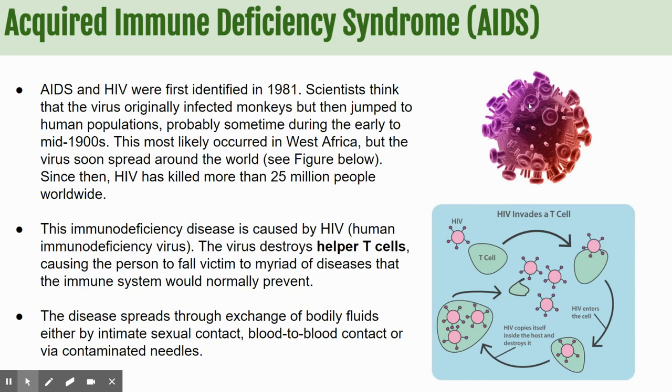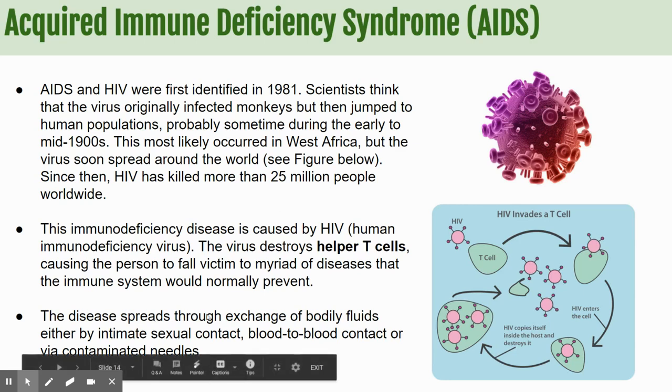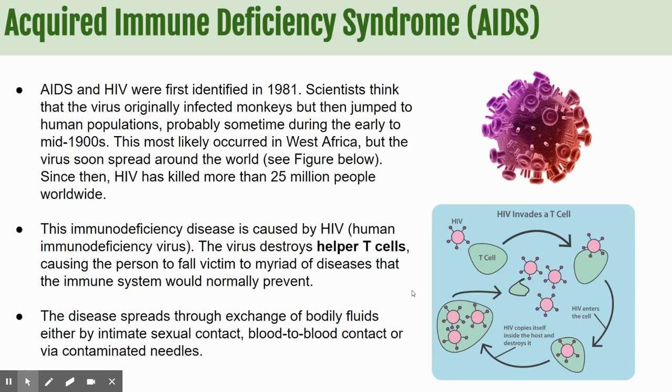Because they're infecting part of your immune system, it leaves these people vulnerable to all the other diseases that might come and attack their body, where the T cells would normally help prevent these diseases. And this virus is spread through exchange of bodily fluids, by sexual contact, or blood-to-blood contact, or contaminated needles.